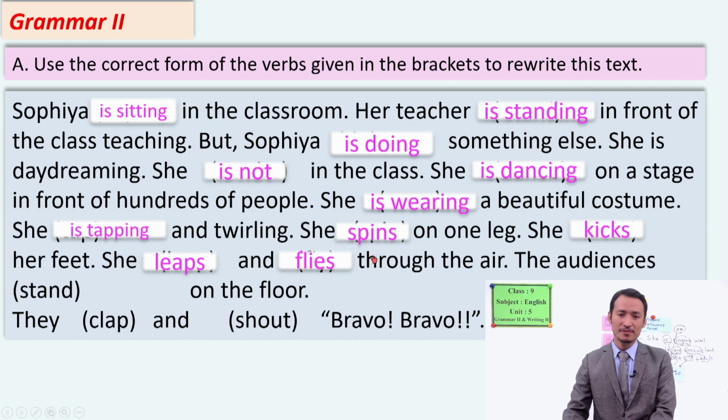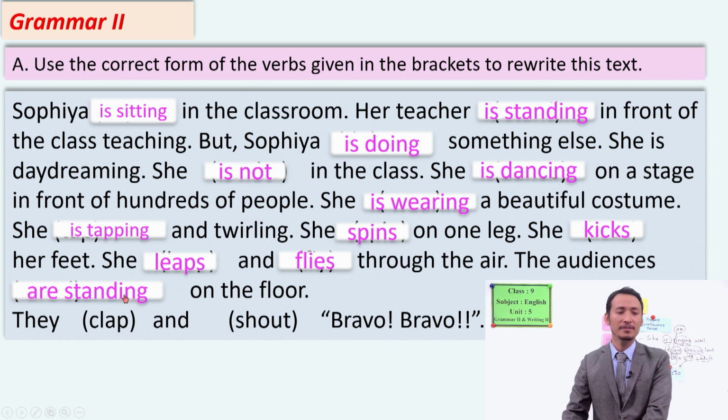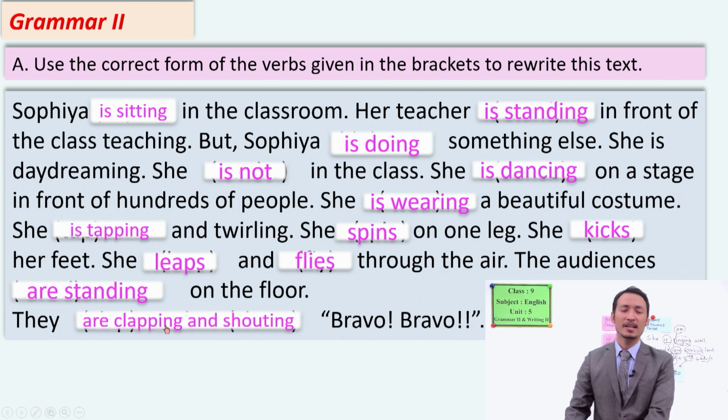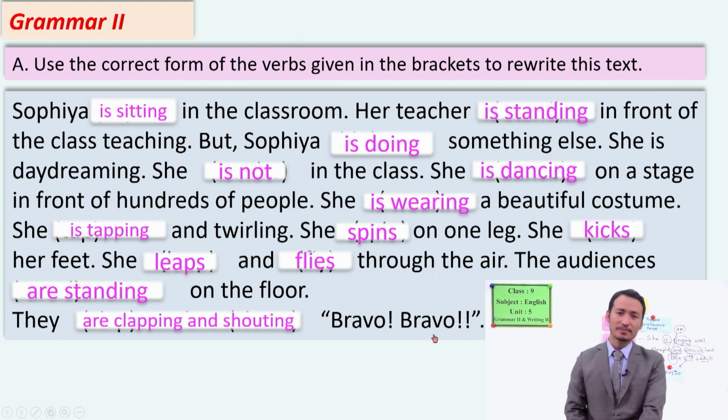Here we have verb 5 mostly, because the subject is singular here. See, through the air, the audiences, the subject is the audiences here, so it's plural. So you need to take are as the be verb here. The audiences are standing on the floor, and they, what do you think here? Clap and shout. So after they, this is also a plural subject. So we can use the plural be verb, that is are, clapping and shouting, bravo, bravo. Okay, so this is how we can solve these verbs in the correct forms.